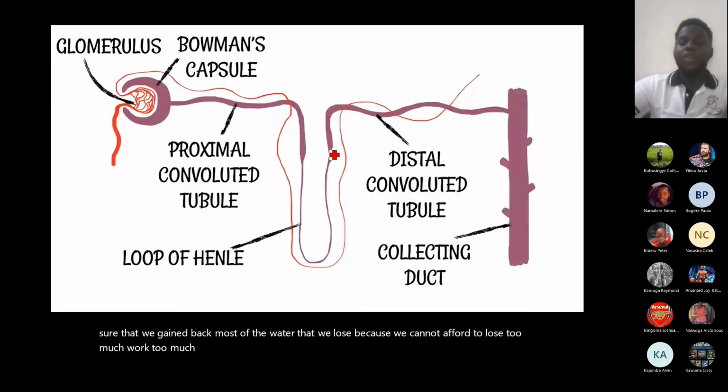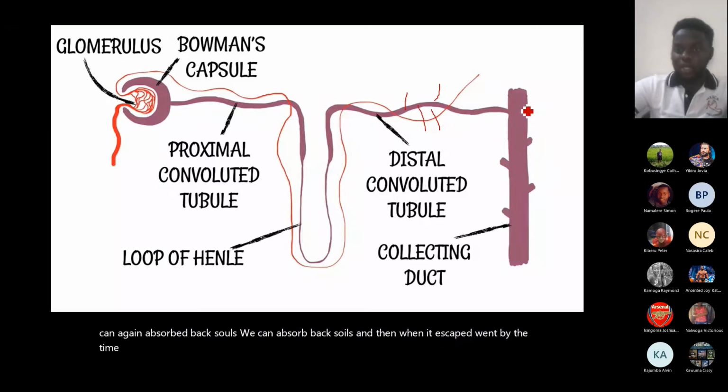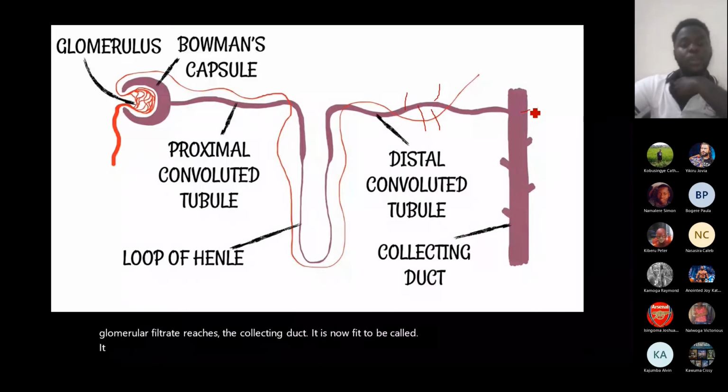So then we go up here to the distal convoluted tubule, where we can again absorb back salts. We can absorb back salts, and then when it escapes, by the time the glomerular filtrate reaches the collecting duct, it is now fit to be called urine.